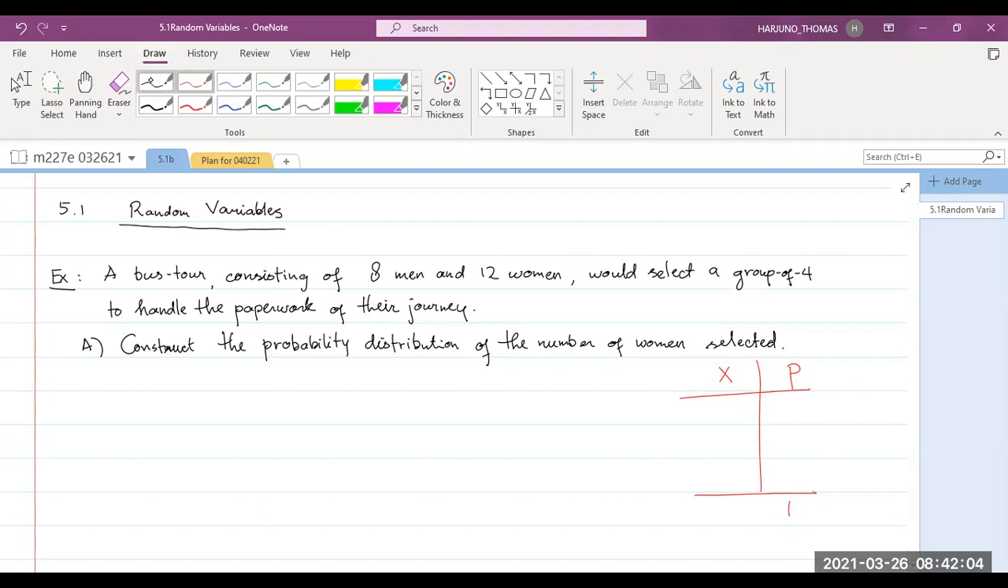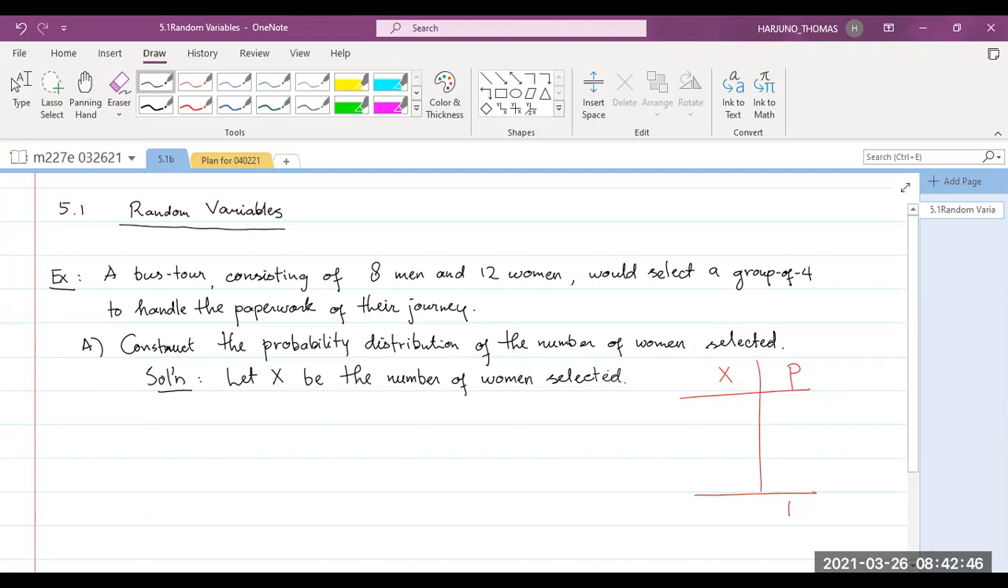Okay, now let's start with defining the random variable. Let X be the number of women selected. But Thomas, why do you single out women? No. We can construct the probability distribution for the number of men selected. We can also do that.